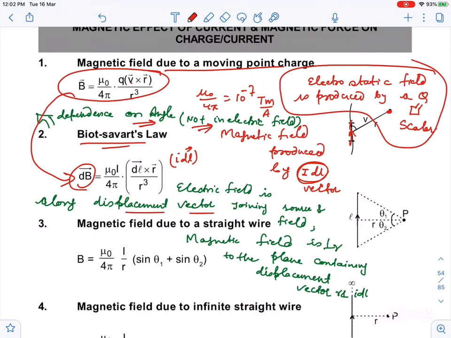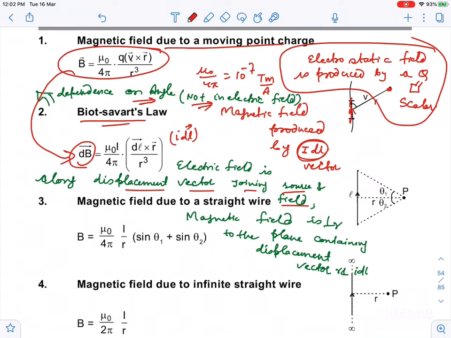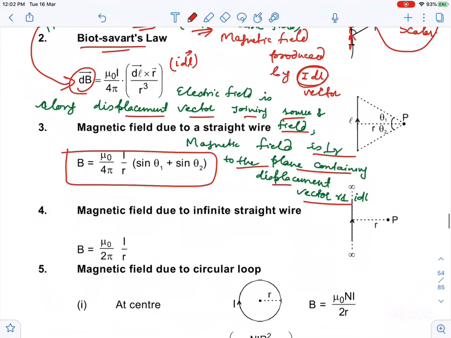So magnetic field depends upon angle, and electric field does not depend upon any angle. Electric field is along the displacement vector joining source and field point, but magnetic field is perpendicular to the plane containing the displacement, and that is why here you require the angle to calculate. Now this result you directly remember, B is equal to mu naught by 4 pi I by R, sin theta 1 plus sin theta 2.